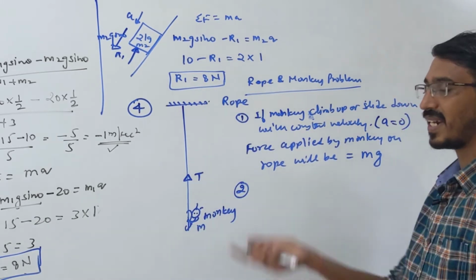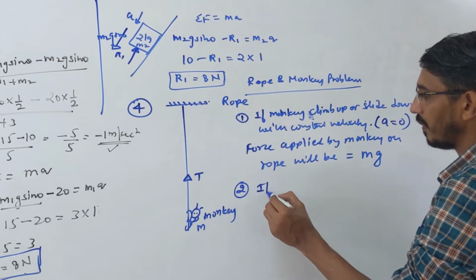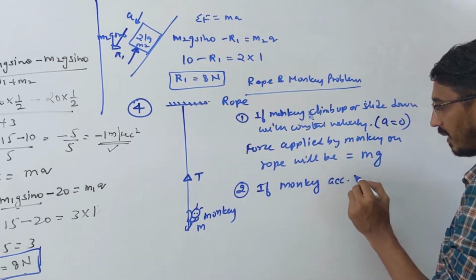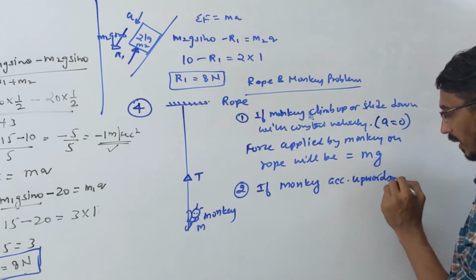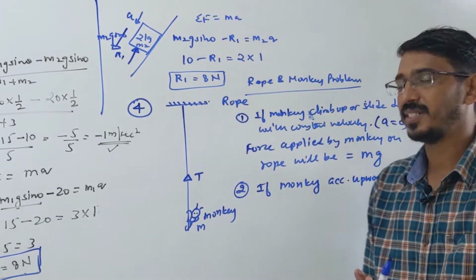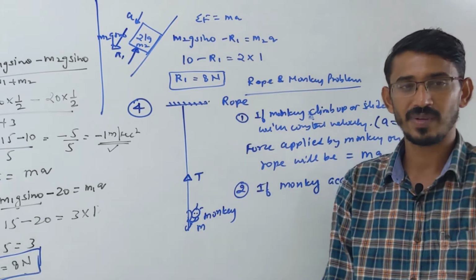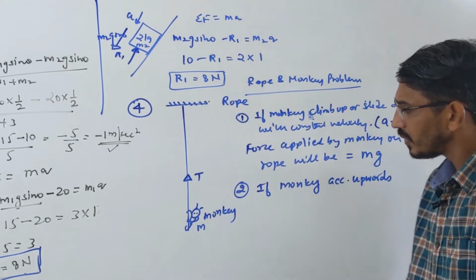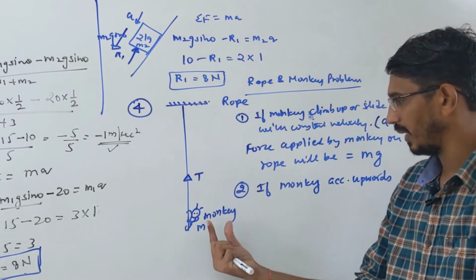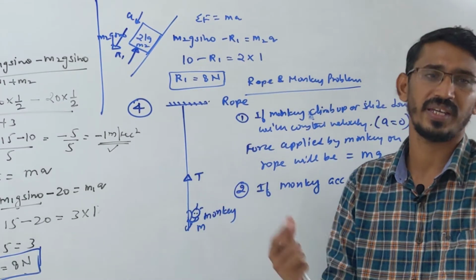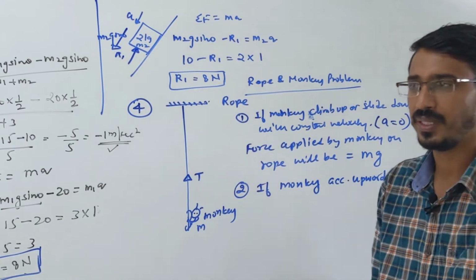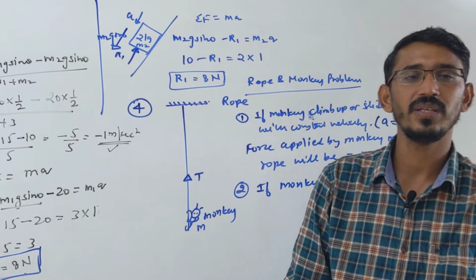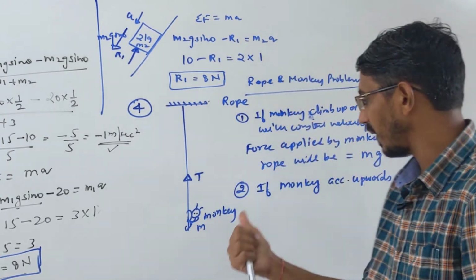Suppose this monkey is accelerating upward. I told you always, accelerating upward is the same as decelerating downward, it comes to the same answer, right? If the monkey accelerates upward, then the net force applied by the monkey on the rope will be higher, because as we have learned in the lift case, if the lift is accelerating, then your apparent weight is increased, your apparent weight becomes mg plus a. Same thing will happen here.